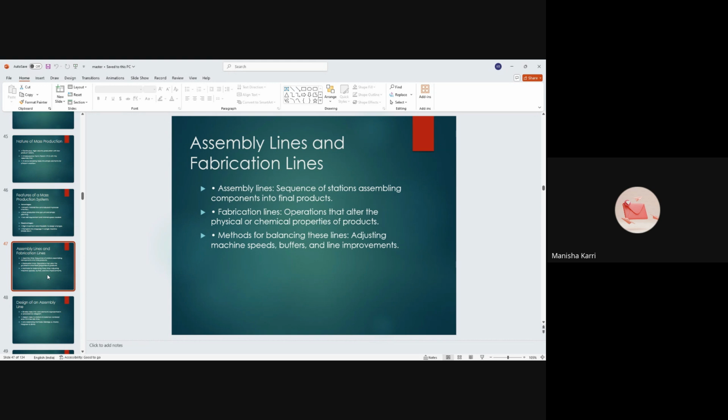for example, takeaways for MBA students: understanding the difference between assembly and fabrication lines is essential for selecting the right type of production process based on the product being manufactured. And balancing these lines is a strategic operations management task, which involves adjustments and improvements to maximize productivity, minimize cost and maintain consistent quality.